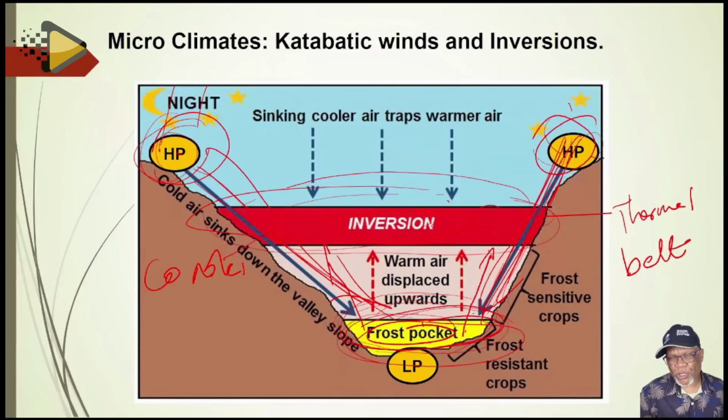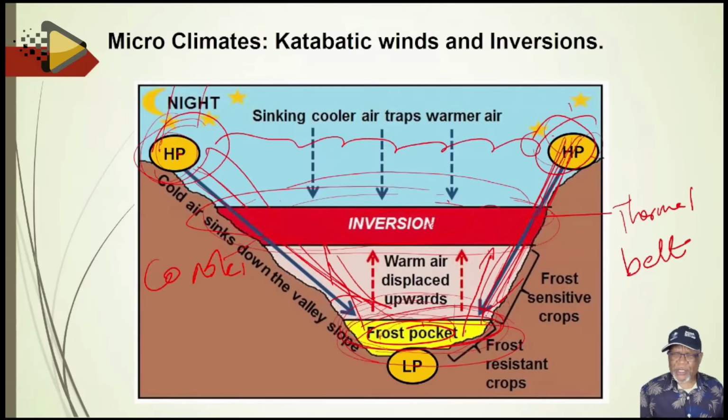And then the warm air that was there is going to move, but it cannot move completely out of the valley because the air above it is also colder. So it's stuck in the middle of the valley, forming what we call thermal belt there. Because the warm air is found above the cold air, we call that process temperature inversion. What is temperature inversion? It is the increase of temperature with height.